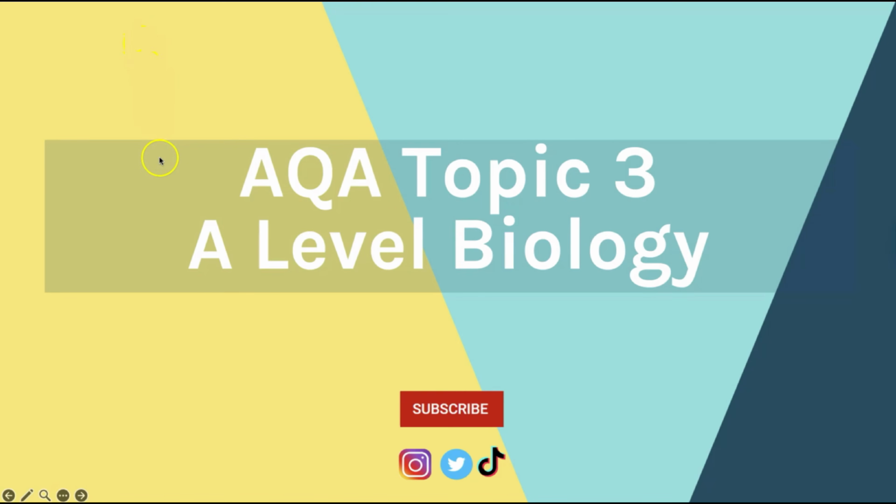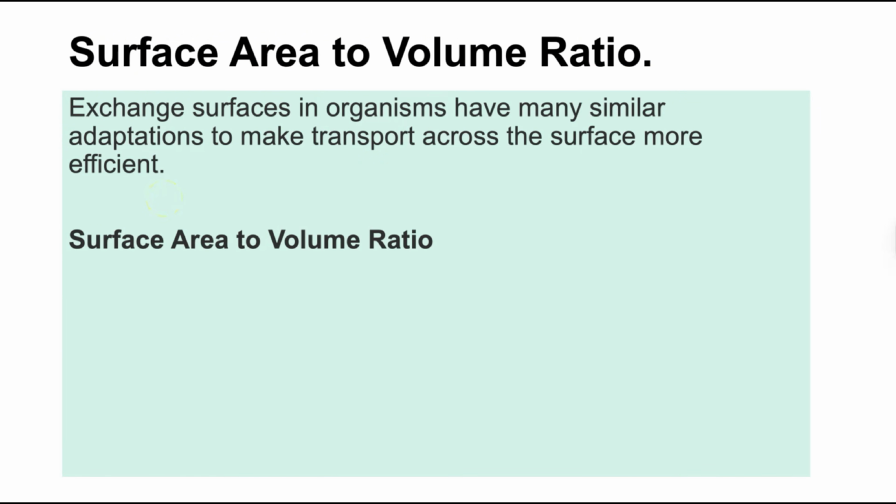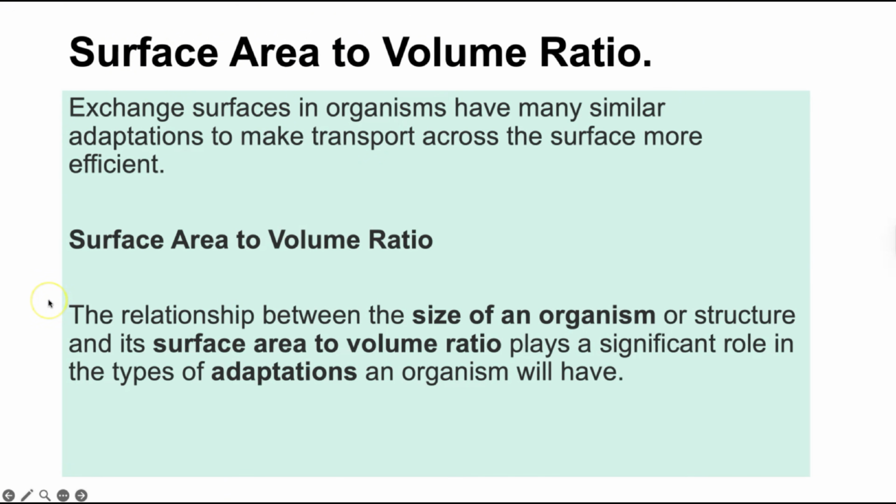Enjoy the video, everyone. So topic 3 for AQA A-level Biology, and we start with 3.3.1 surface area to volume ratio. Exchange surfaces in organisms, where you might have diffusion occurring across them, have many similar adaptations to make that transport across the surface more efficient. And surface area to volume ratio is one of those adaptations. The relationship between the size of an organism or the structure, like the shape of a cell or the organism, and its surface area to volume ratio plays a significant role in the types of adaptations an organism will have. And we're going to see this repeatedly throughout topic 3.